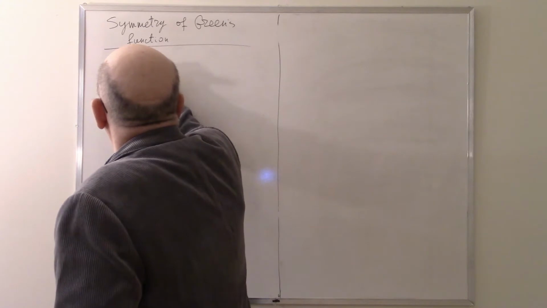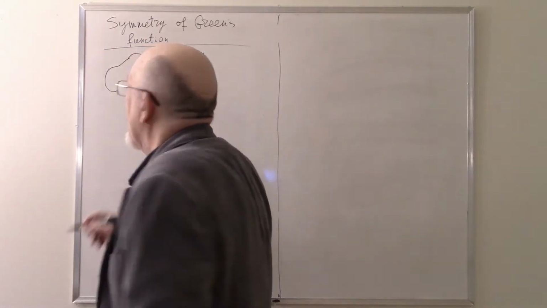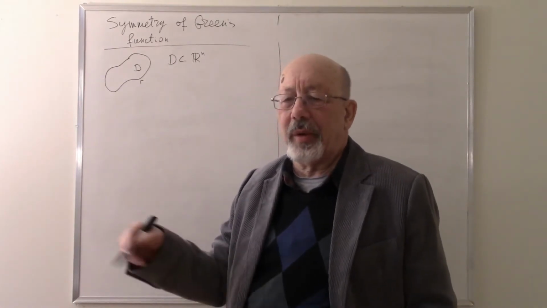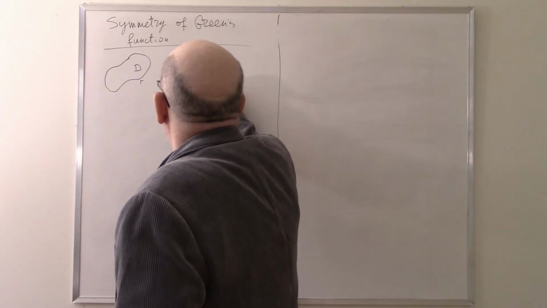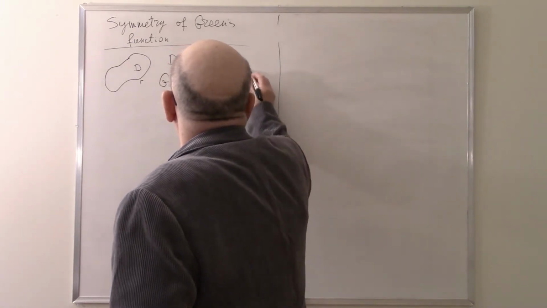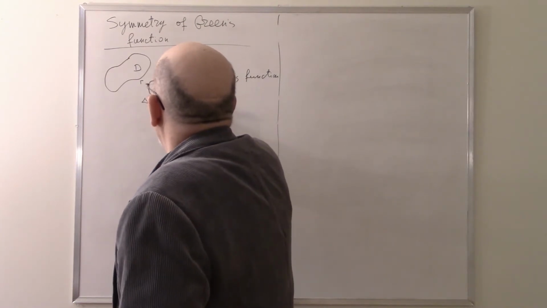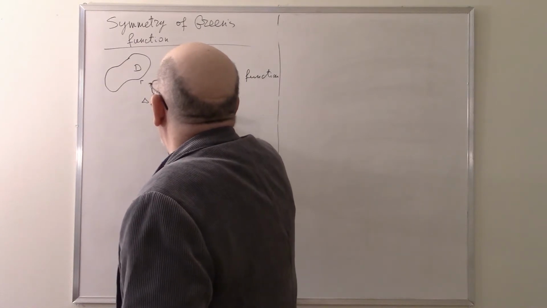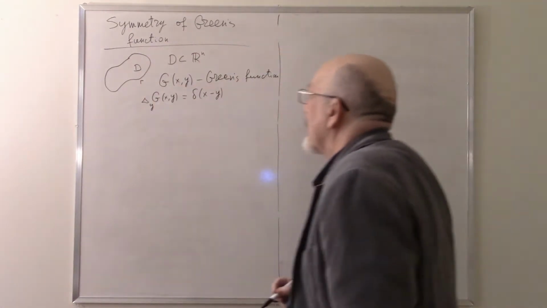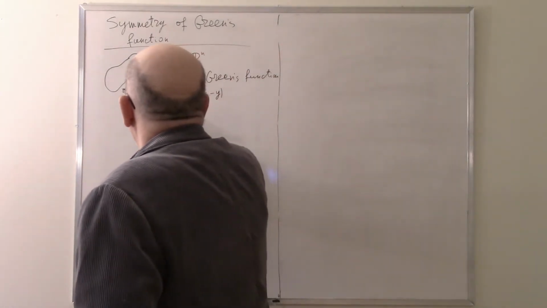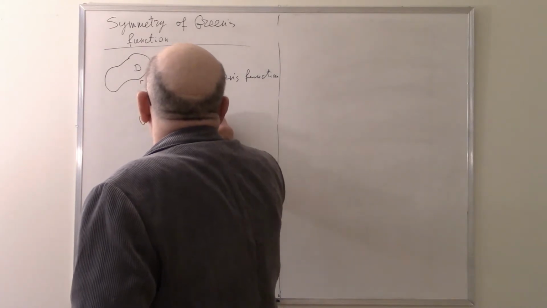Suppose we have a domain D with a boundary gamma, D in Rn. It is a bounded domain with a smooth boundary. And we have a Green's function, g of xy. It is a function that has the following property: the Laplacian of g of xy with respect to y equals the delta function x minus y. So it is the delta function at the point x. And g of xy for y in gamma is identically 0.